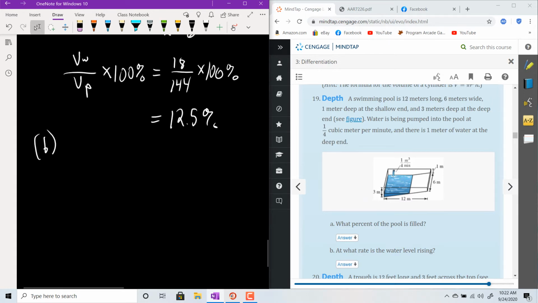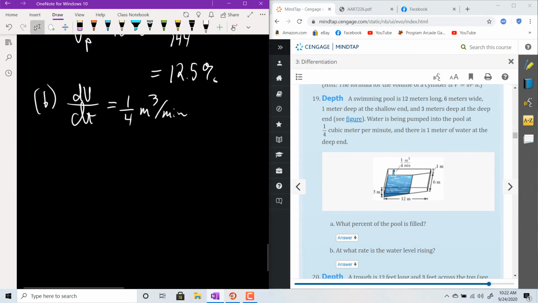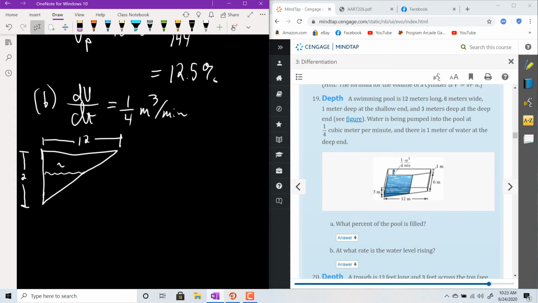So I need a formula for the volume of water in the pool. I know that the rate of change of the volume of the water in the pool is 1/4 cubic meters per minute. That was given. Okay, so let's try that. I need a formula for the volume. Again, I'm going to use similar triangles to pull this off. And then there's water in there. I know this dimension is 2, and this dimension here was 12. I'm going to call this dimension x and this dimension y.